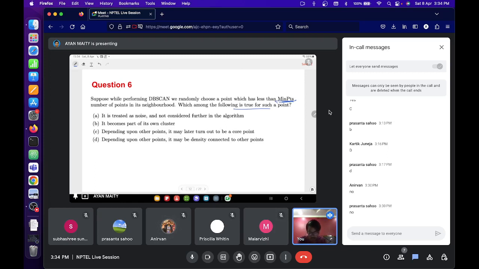Option A is it is treated as noise and not considered further in the algorithm. Option B is it becomes part of its own cluster. Option C, depending upon other points, it may later turn out to be a core point. Option D, depending on other points, it may be density connected to other points. Density connected is also called boundary points. So option D can also be: depending upon other points, it may be a boundary point. Which of these four options is correct?